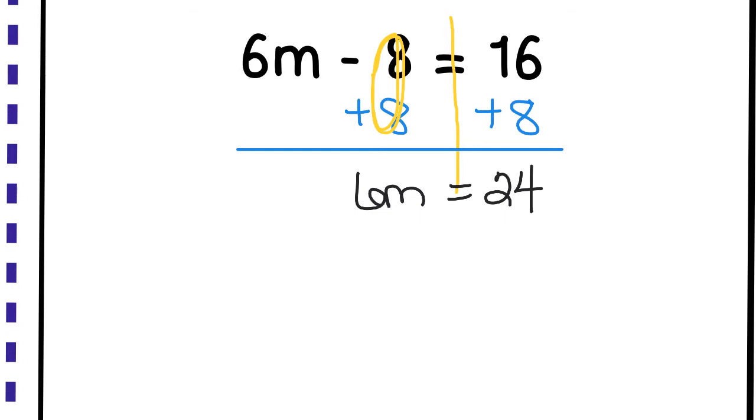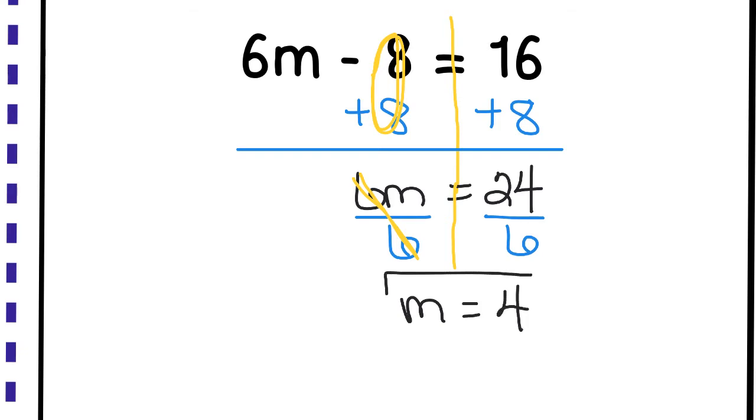Now, I have a multiplication on the left, 6 times m. And in order to undo multiplication, I am going to divide both sides by the value next to m, which is 6. My 6's divide out as a 1, and that leaves me with 1m is equal to 24 over 6, which is 4. And my final answer is m equals 4.